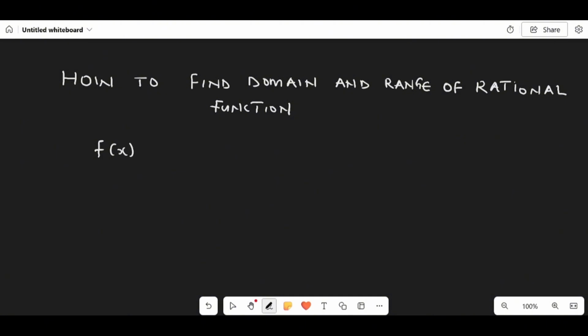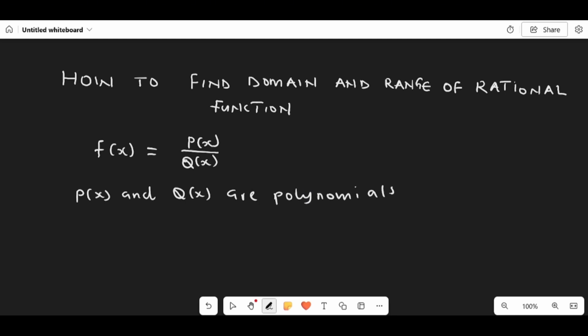f(x) equal to p(x) over q(x), where p(x) and q(x) are polynomials, and q(x) is not equal to 0 because division by 0 is undefined.